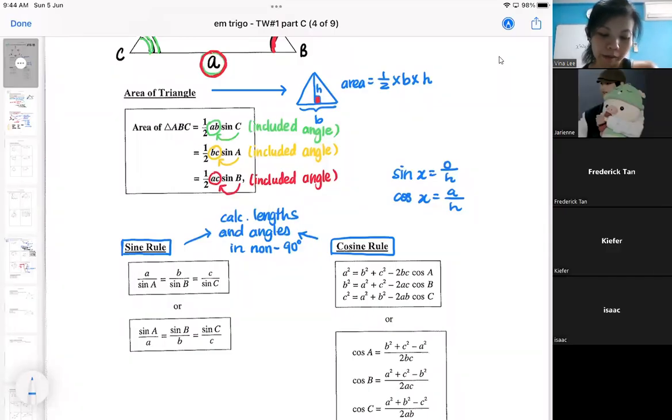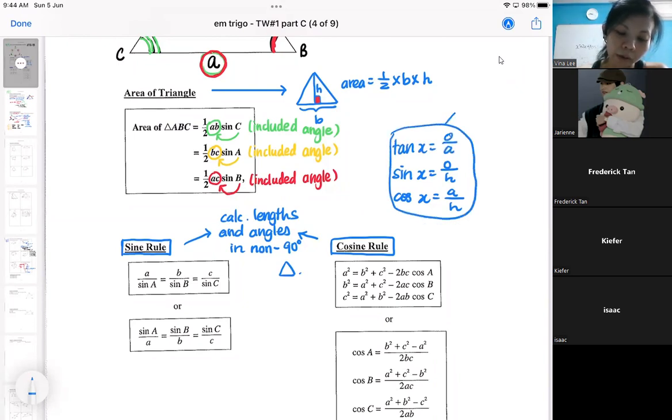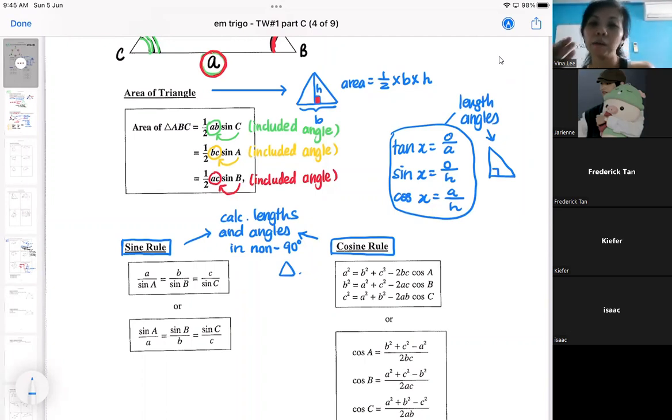So we are going to be learning sine rule and cosine rule to calculate the length and angle in triangles that are non-90 degree. The trigo that you already learned so far, the one that you learned in Sec 2, is also meant to calculate length and angle, but it happens in right angle triangles. So in Sec 3, you are learning these two rules to calculate length and angles in non-90 degree triangles. So you don't need to look for the 90 degree.